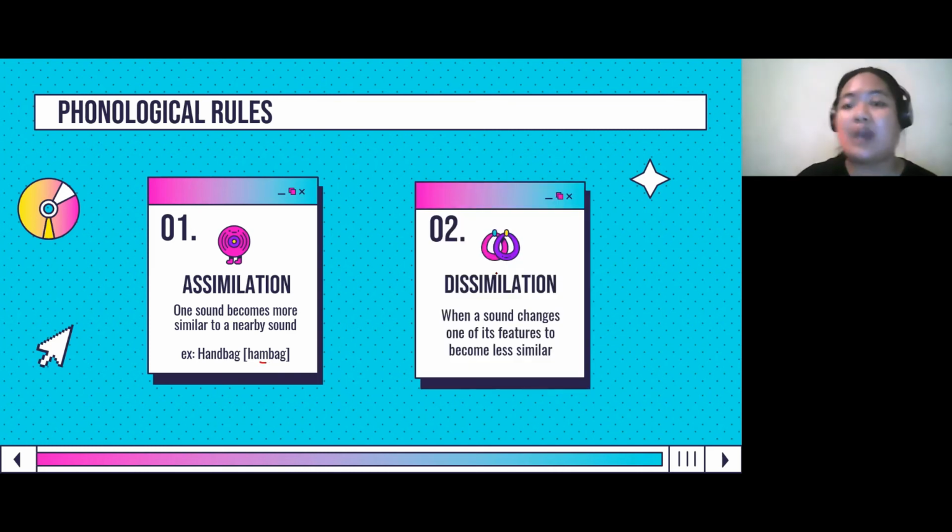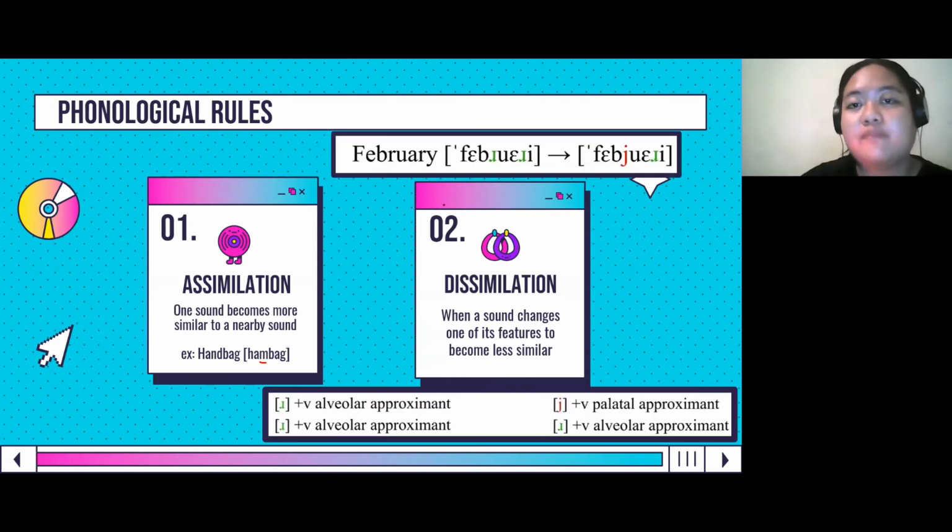So this dissimilation happens when a sound changes one of its features to become less similar to an adjacent sound. It usually happens to make the two sounds more distinguishable. This type of rule is often seen among people speaking a language that is not their native language, where the sound contrast may be difficult, so the rule is applied for ease of production and also perception. Here, for example, we have February with R, and also February with Y sounds. Here, you can see the R sound becomes a Y sound. So from alveolar approximant, it becomes palatal approximant.